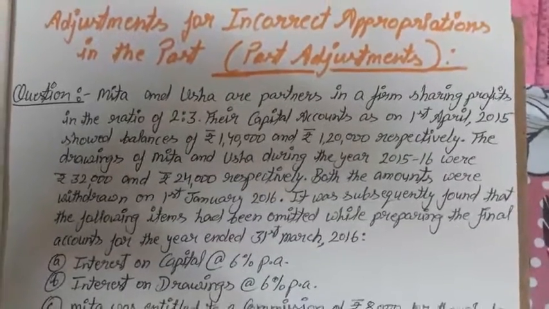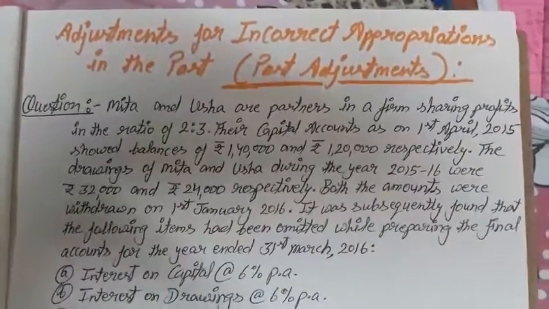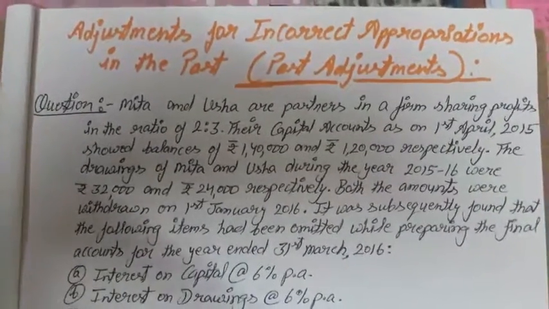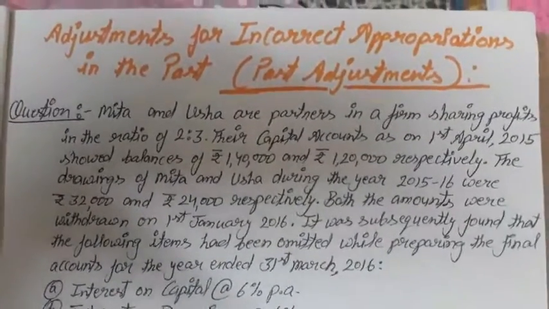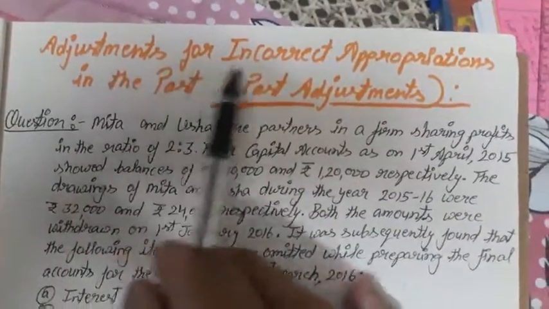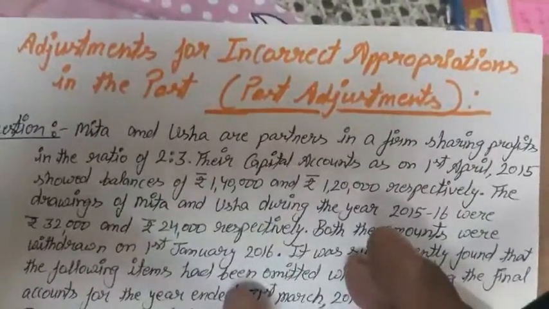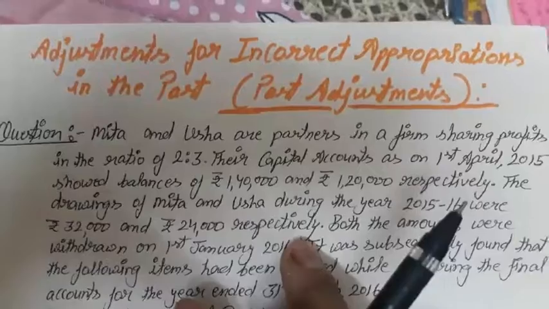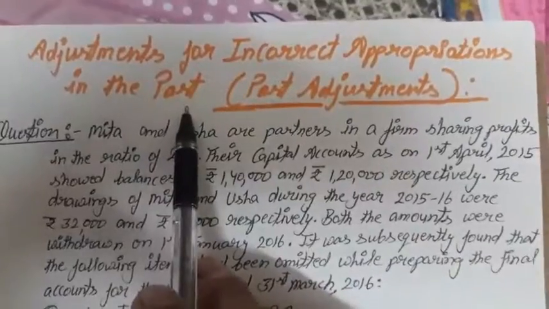So now, in this concept, we learn to correct or rectify the errors we have already made. The topic is adjustment for incorrect appropriations, because before allowing the allowances to the partners we distributed the profit, so in that situation profit will differ. That's why it is incorrect appropriation in the past.